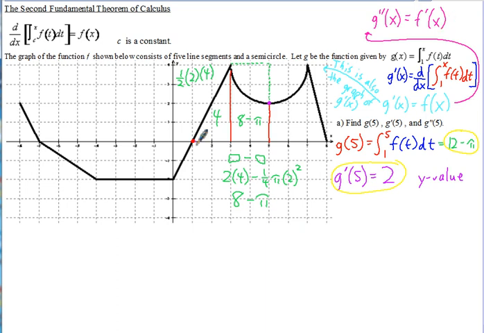So here's f right here. So the derivative of f represents the slope. So to find g double prime of 5, you look at the slope at 5. Right there, you can see it's got a horizontal tangent line. So the slope of the tangent line, or the slope of the graph, is 0.